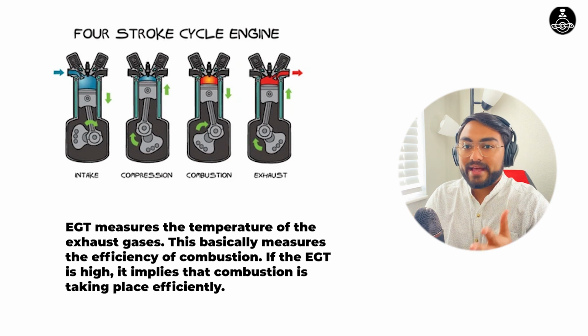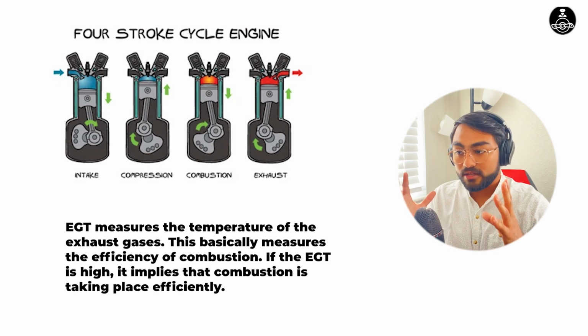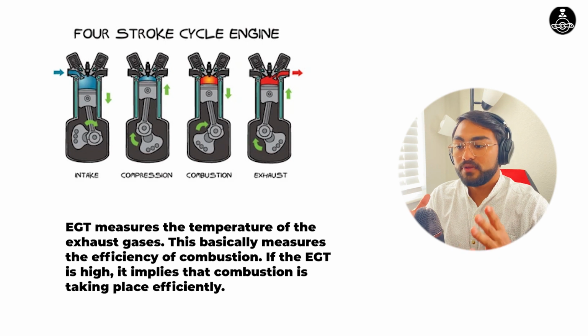If exhaust gases are hot, it means that the combustion is taking place correctly. If CHT is high, it means that the engine is wasting a lot of the energy in the form of heat. You need to understand this difference. High CHT is bad. High EGT might not necessarily be bad. Rather, it might indicate efficient fuel combustion.